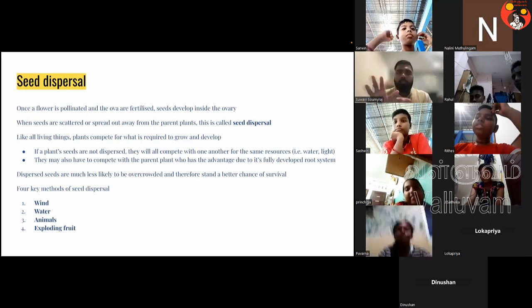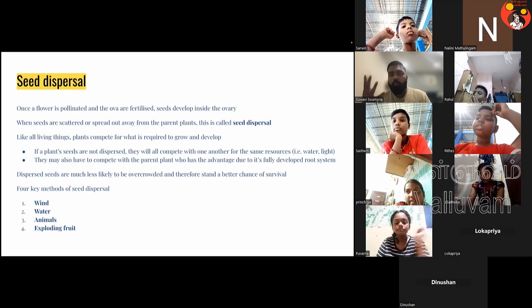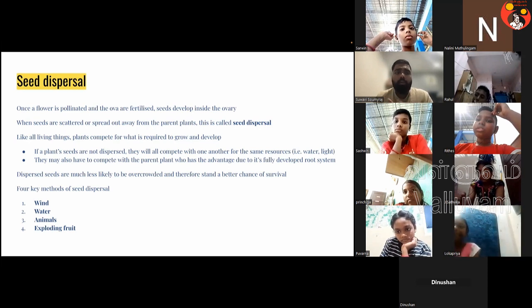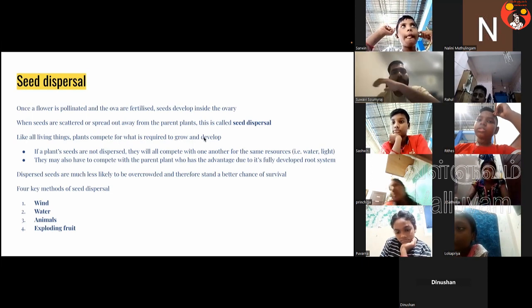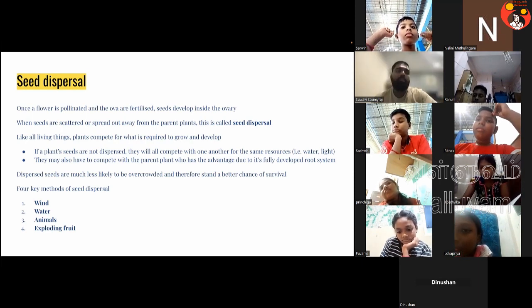So seed dispersal, which is the movement of seeds, can occur in one of four ways: wind, water, animals, or exploding fruit. To your question about water, it refers to the process of certain seeds getting moved from one location to another over rivers or seas or lakes, anything which is a body of water, right?